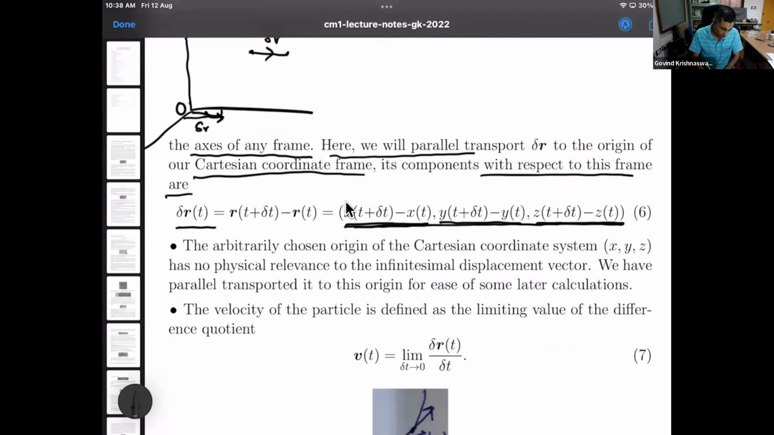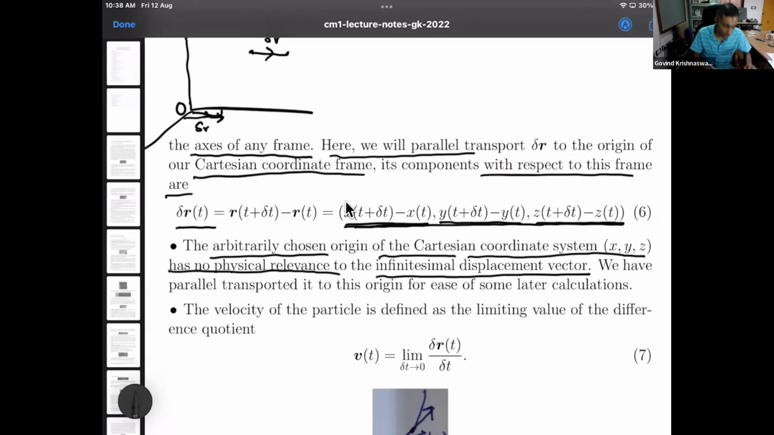Now, the arbitrarily chosen origin of the Cartesian coordinate system xyz has no physical relevance to the infinitesimal displacement vector, right? I mean, we simply arbitrarily chose some origin and chose some orientation of this frame. I could very well have chosen a different origin and a different orientation. It would be equally valid.